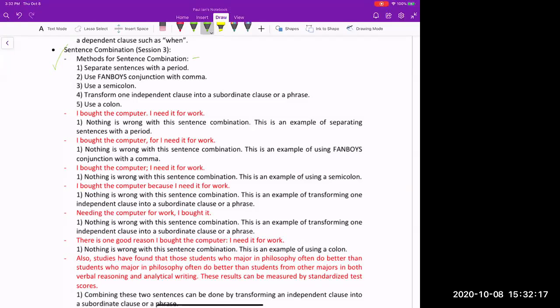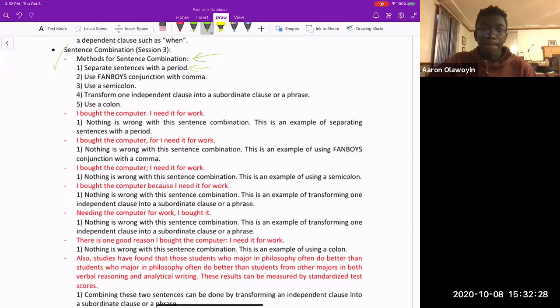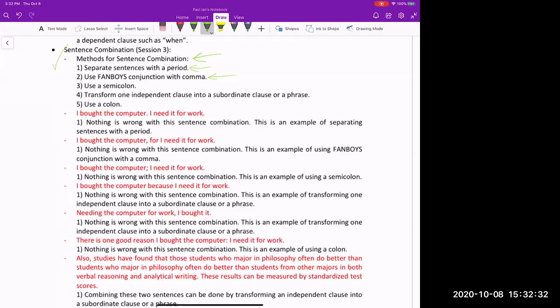So when you do methods for sentence combination, what did we do? You could just leave it as two. If it's a run-on, you can make it two sentences, right? And then the other one is to add a comma and then a FANBOY, a coordinating conjunction. So these are strategies to create sentence combinations. You could also put two independent clauses with a semicolon in between, right?